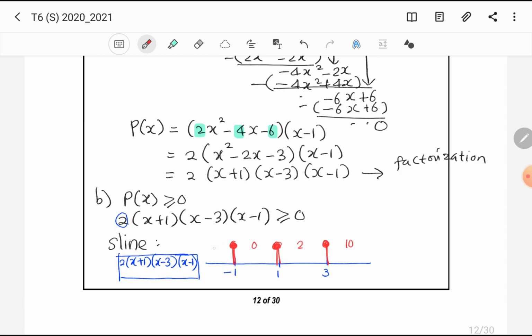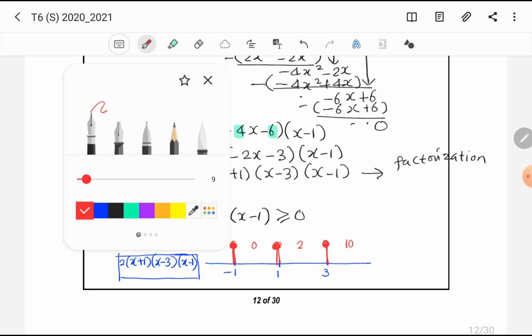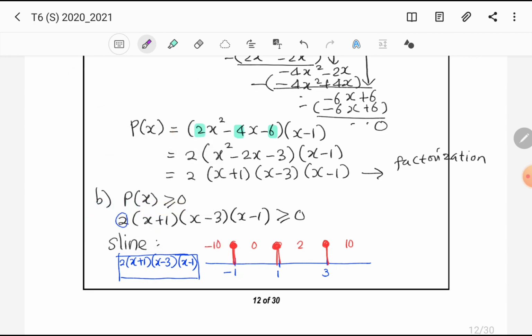Yang sini calculate 0, sini negative 10. Ikutlah. Okey. Tekan calculate. So, bila awak tekan calculate, awak akan dapat kat sini negative. Here is positive. Okay, next is negative. And the last region is positive. Okay, tengok. Dia nak positive region. Greater equals 0 means positive region.